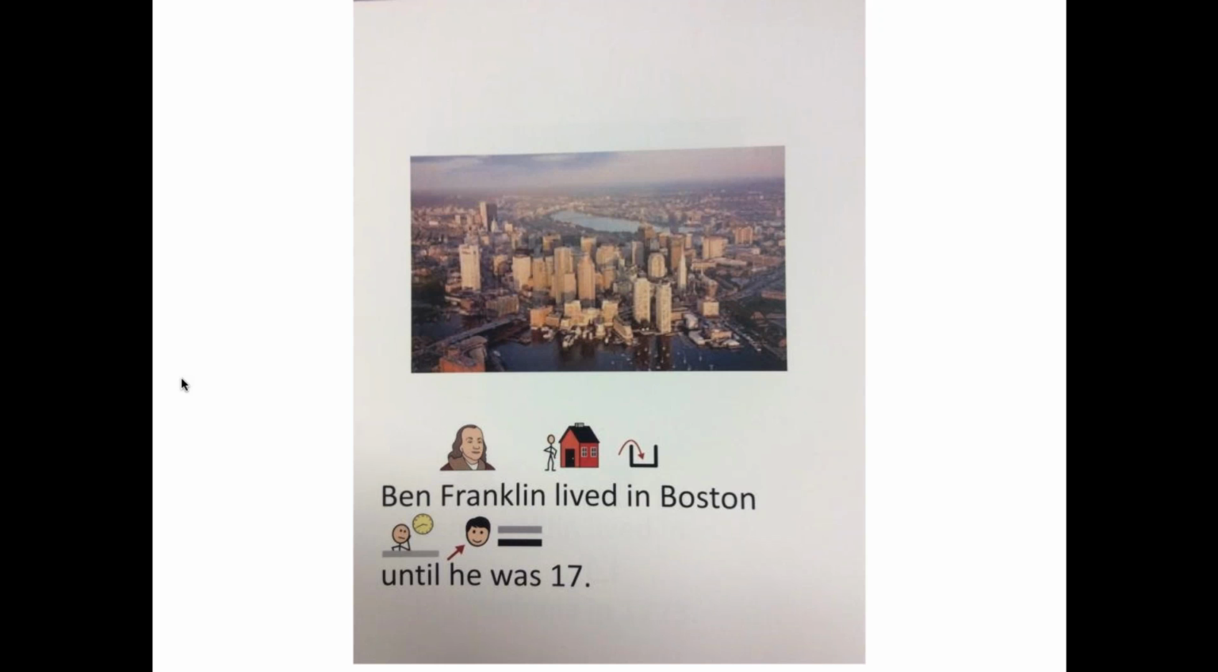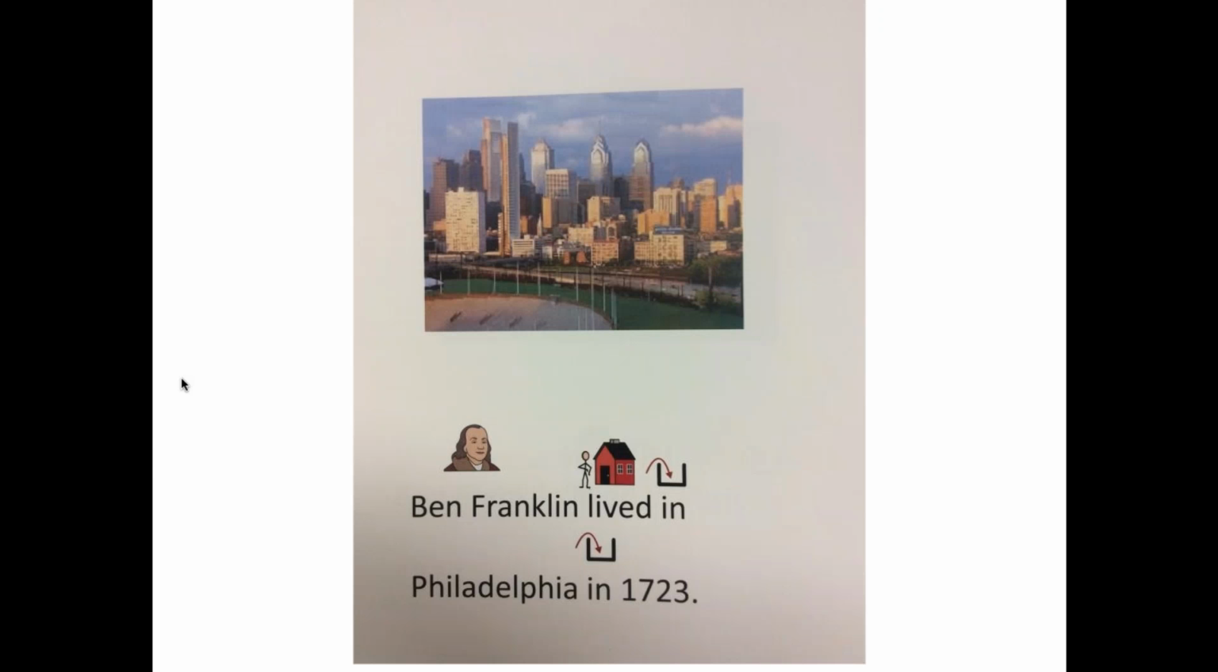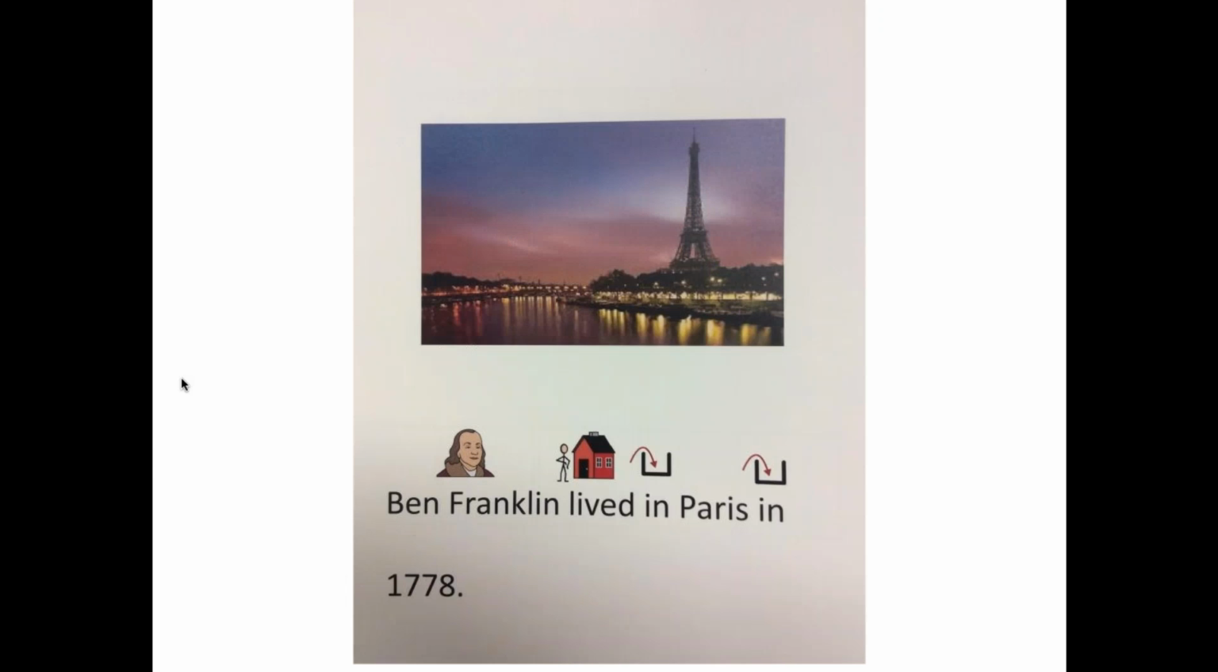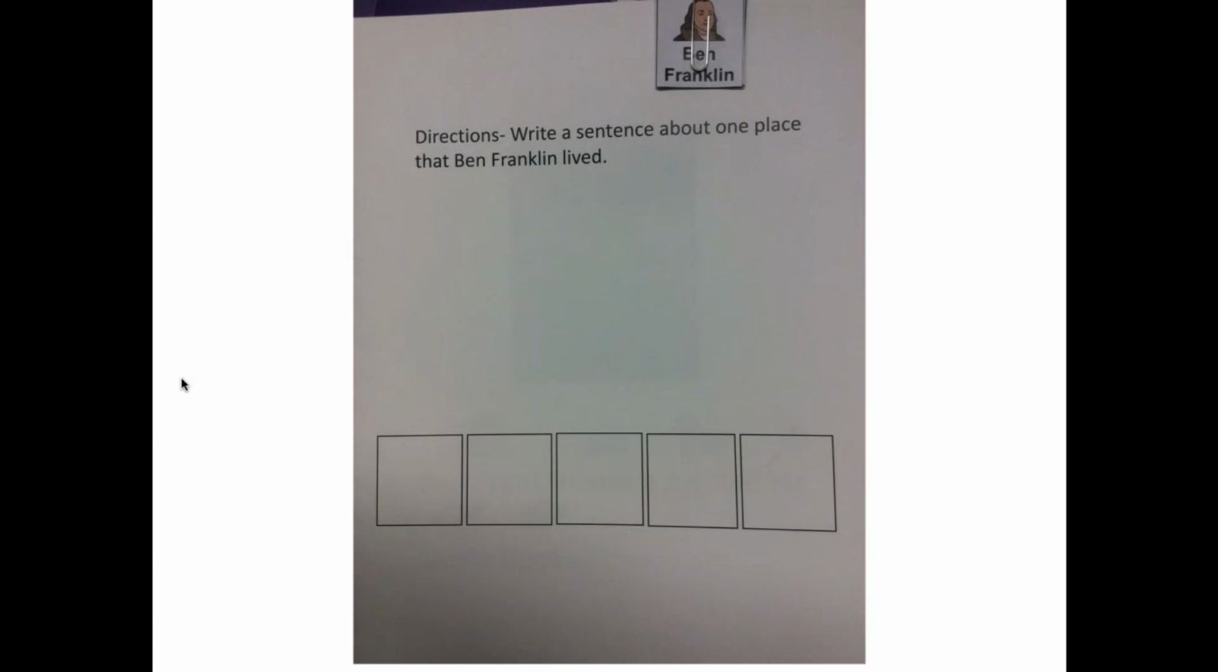So here we see Ben Franklin lived in Boston until he was 17. Ben Franklin lived in Philadelphia in 1723. Ben Franklin lived in Paris in 1778. And these kind of materials went on for page after page, and then she developed these exercises where you can see at the top of this page we've got symbols that have been carefully cut out, paper clipped to the page, and now her student would be arranging or rearranging these symbols, these images, to glue them down into the squares you see down below to actually write a sentence about somewhere that Ben Franklin lived.